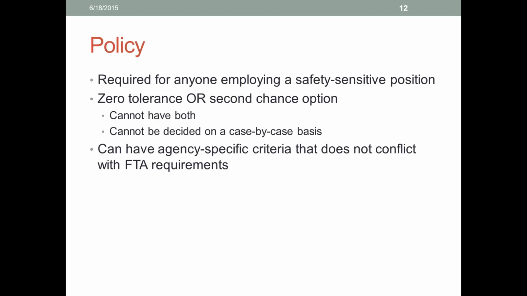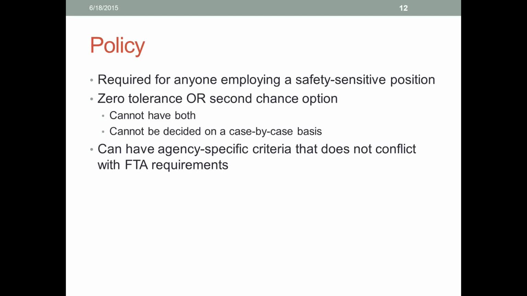You can have agency-specific criteria for what an employee would have to do or how often an employee is going to be tested or things of that nature, but those agency-specific requirements cannot conflict with what the FTA requirements are. For example, the FTA requires that in any given period you have to test no less than 25% of your safety-sensitive employees for drug use. You can say we're going to test 50% of our employees. You have that ability to say that within your policy. You have to identify that yes, we're going to test 50%. But the FTA drug and alcohol requirement is only 25%.